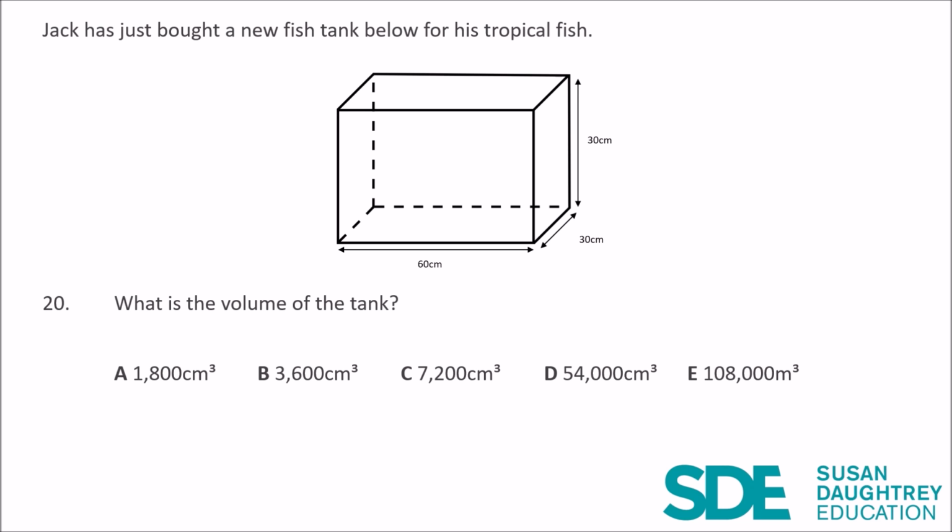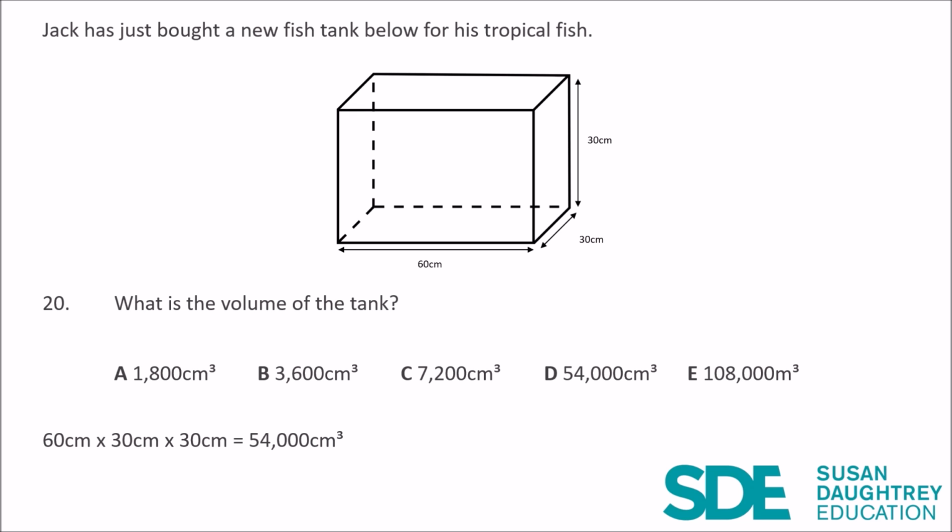Jack has just bought a new fish tank below for his tropical fish. What is the volume of the tank? Well, to calculate the volume, we multiply the length by the breadth by the height, which here is 60 centimetres by 30 centimetres by 30 centimetres.